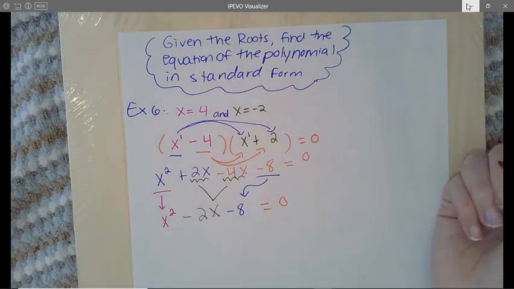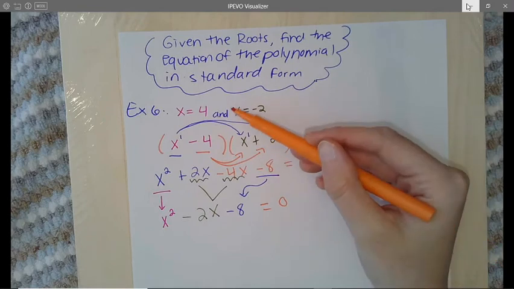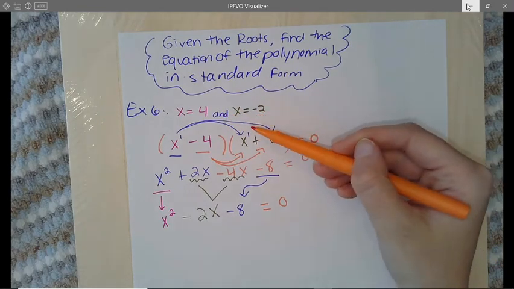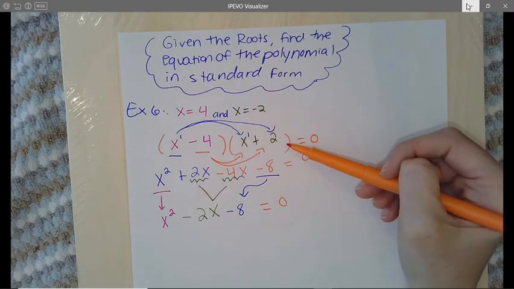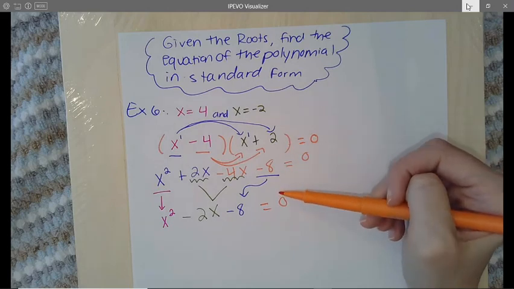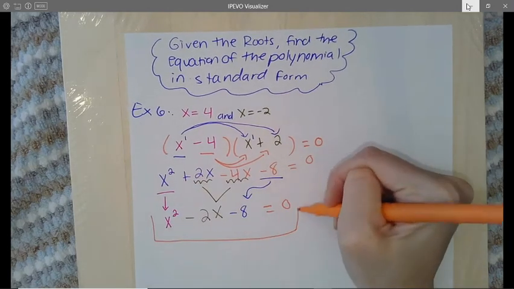And guess what, you guys? That is it. You just put each 0, or root, or x-intercept, or solution, into factored form. You distribute and combine like terms. And that is it.